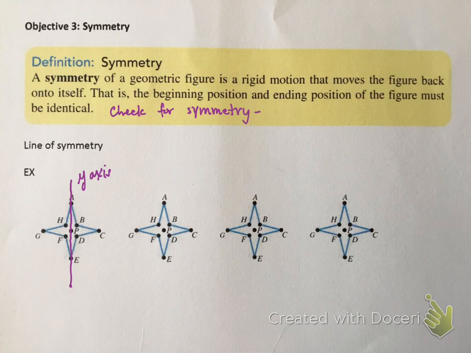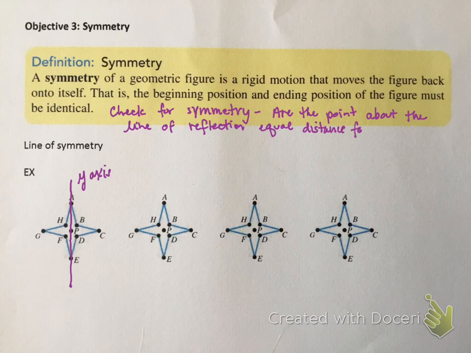To check for symmetry, are the points about the line of reflection equal distance from that axis? Are the points in the same position?